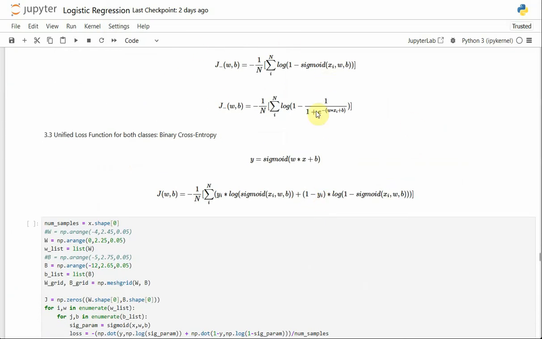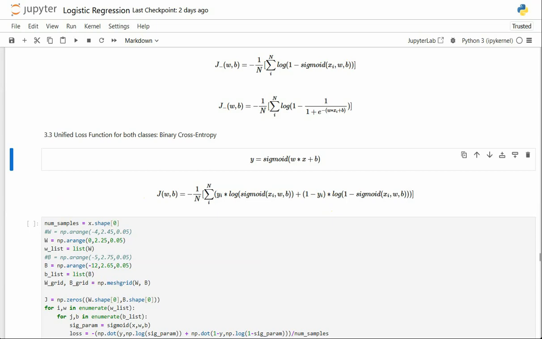Now let's unify these two functions, for the negative and the positive class, into one loss function for both classes. And this function is called binary cross-entropy. So what we will do, we will take the positive class function, log of sigmoid, and multiply it by the y value. And then we will add log of 1 minus sigmoid value multiplied by 1 minus y.